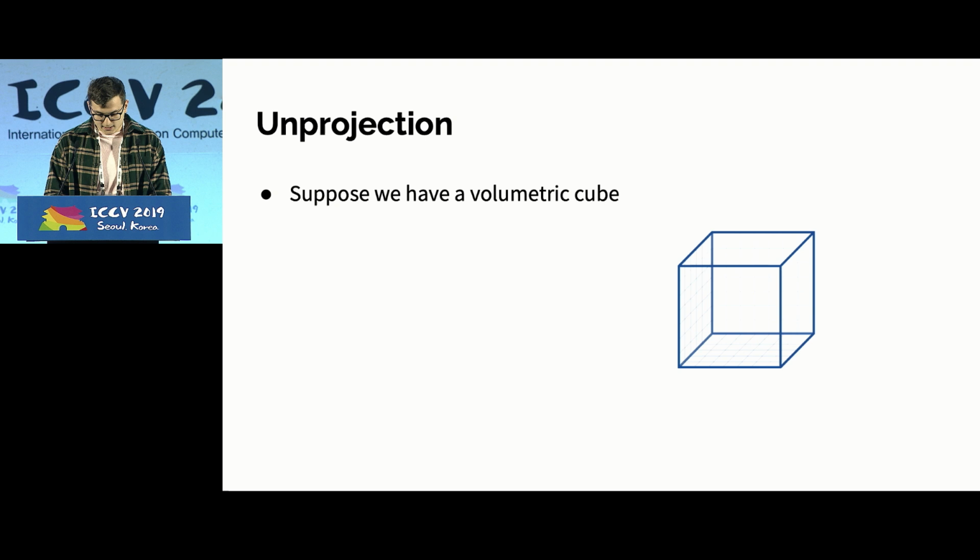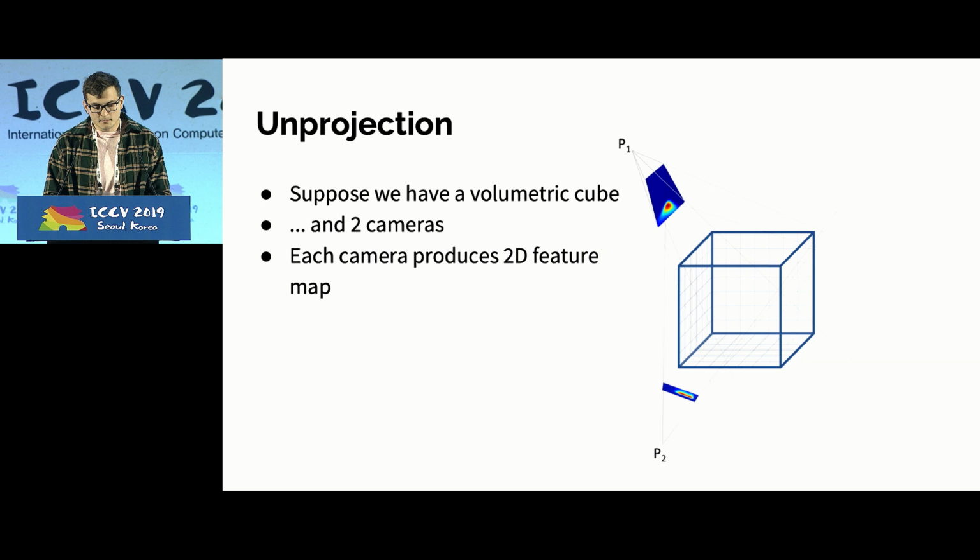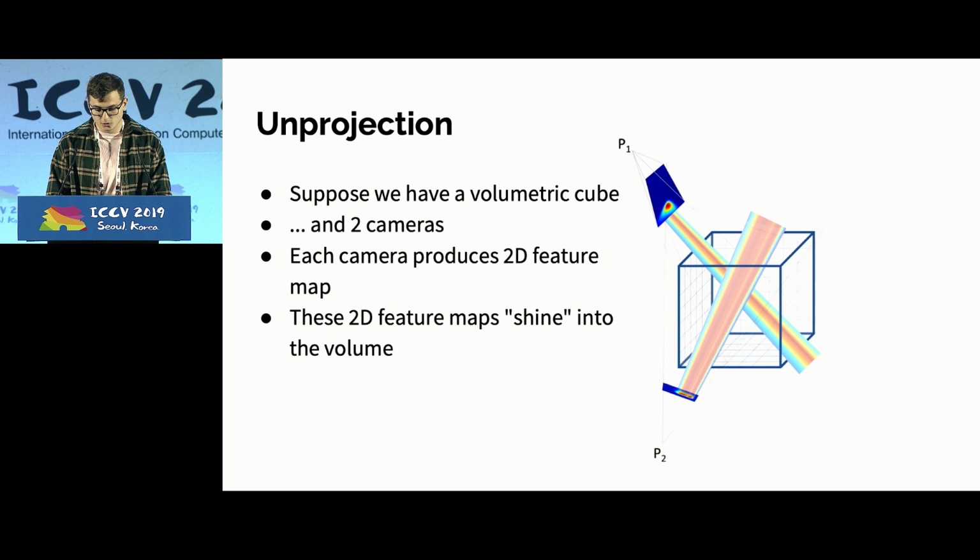The key operation of our second method is unprojection. Suppose we have a volumetric cube and, for simplicity, two cameras. Each camera produces some 2D feature map. These 2D feature maps shine into the volume and fill voxels along corresponding camera rays.